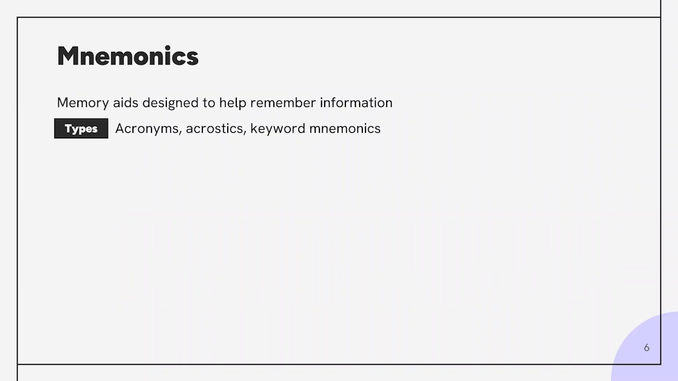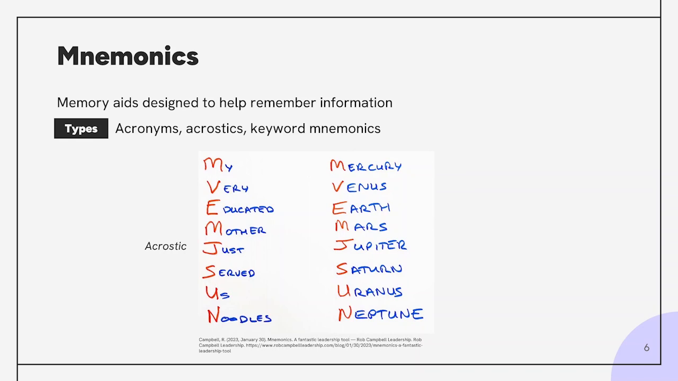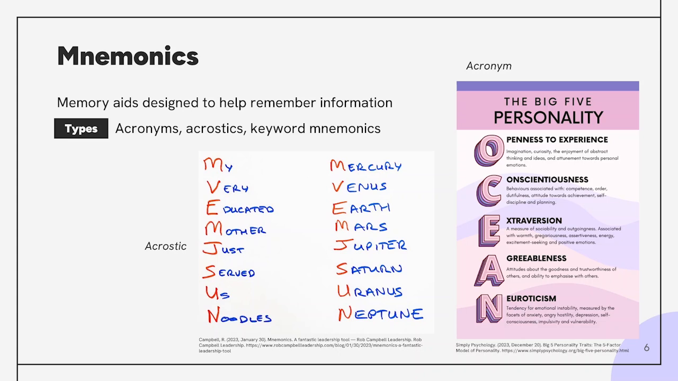And before we move on, what are mnemonics? They are memory aids used to ease memorization and recall of information. They have various types, such as acronyms, acrostics, and keyword mnemonics. This is an example of an acrostic mnemonic used to memorize the planets in the solar system. This is an example of an acronym used to memorize the Big Five personality traits.